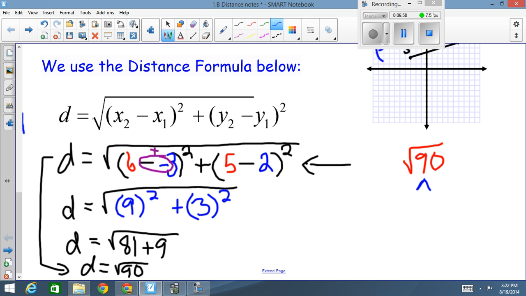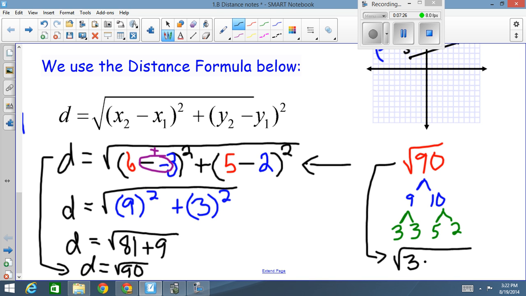I'm going to do a factor tree with 90. I know 90 is 9 times 10. That's just what comes to mind for me. Other varieties would work as well. And I keep breaking this down until all of the numbers are prime. 3 times 3, this is 5 times 2. Now 3 and 3 and 5 and 2 are all prime. So really what I'm saying here is that the square root of 90 is the same thing as the square root of 3 times 3 times 5 times 2. Those are the same thing. They just look different.